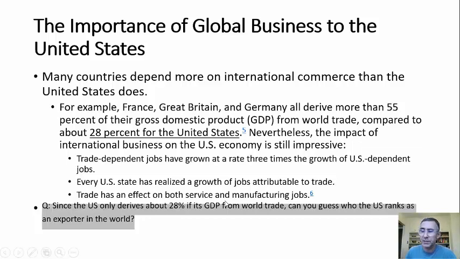This is a question for you guys. Can you guess where the US ranks in the world as a net exporter? So just think about that question. A very small percentage of our GDP is composed of trade, right? China over 50%, Germany over 50%, Japan over 50%, etc. So considering that only 28% of our gross domestic product is trade, just try to guess. There are about 200 countries on the planet. Try to guess where the US ranks. So go ahead and pause the video and just think about that question. And then when you're ready, hit play.